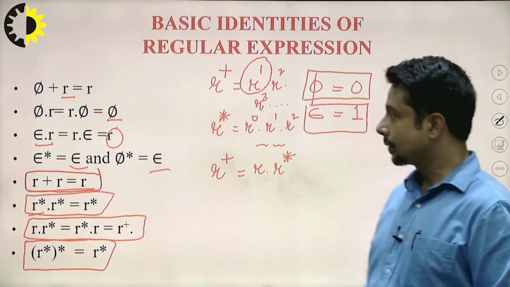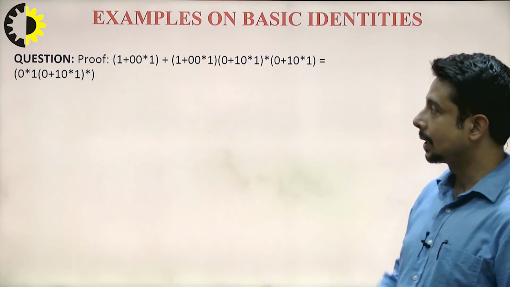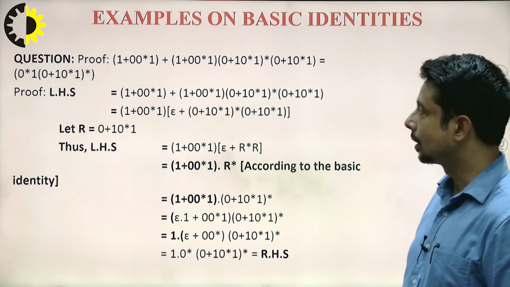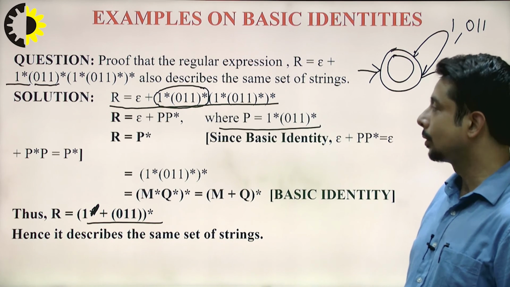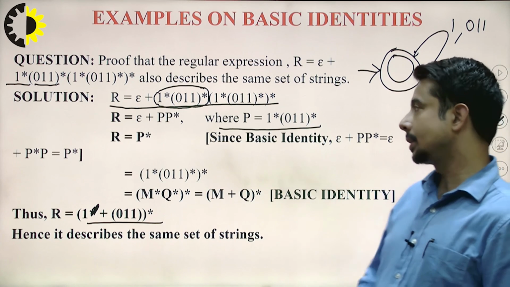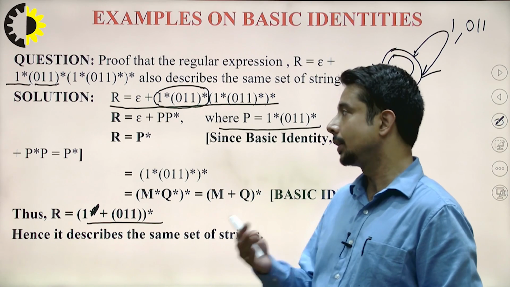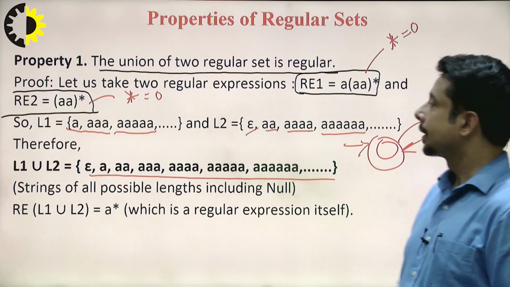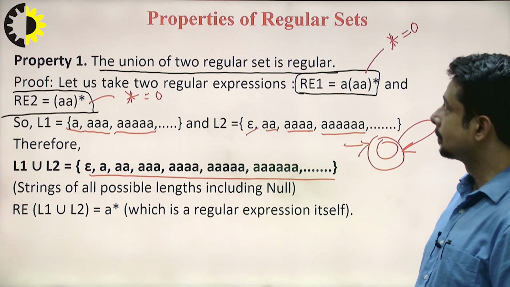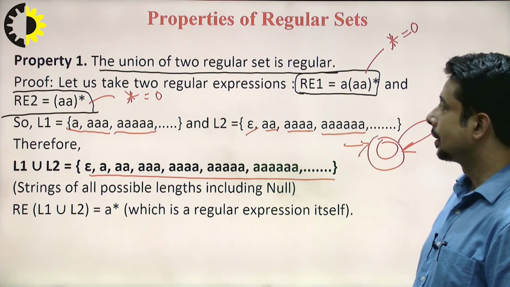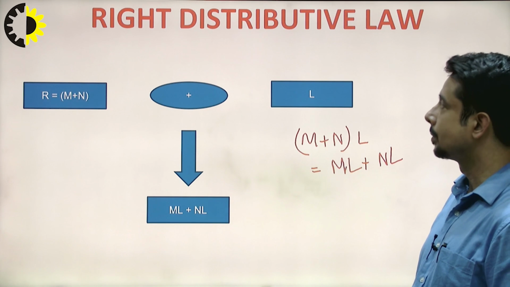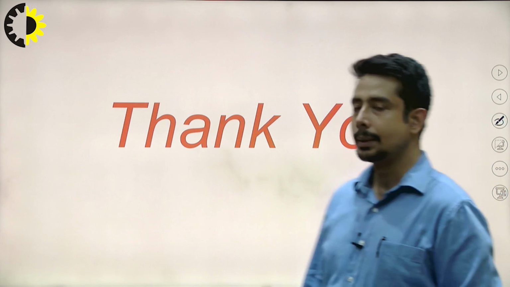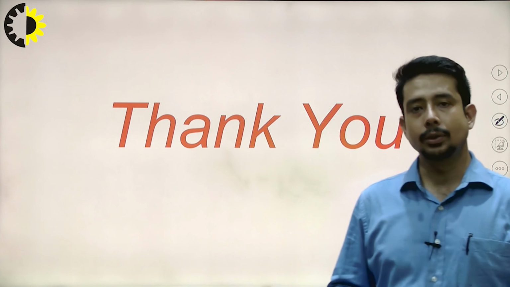But as of now, in this video we have tried to understand the basic identities. We have understood this question and its solution. We have understood another question where we proved that the original expression, after simplification, gives the same set of strings. Then we looked at the properties of regular sets: union, intersection, complement, idempotent, left distributive and right distributive. I hope we have covered all the things.